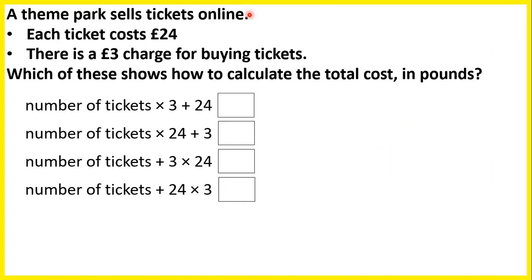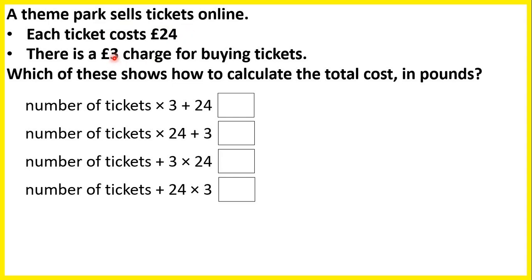A theme park sells tickets online. Each ticket costs £24. There is a £3 charge for buying tickets. Which of these shows how to calculate the total cost in pounds? So if each ticket costs £24, the word each tells us that we need to multiply the number of tickets by 24. So if one ticket costs £24, then 2 tickets will cost 2 times 24, or £48.